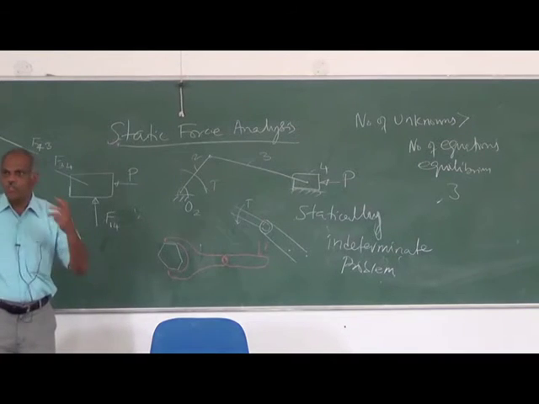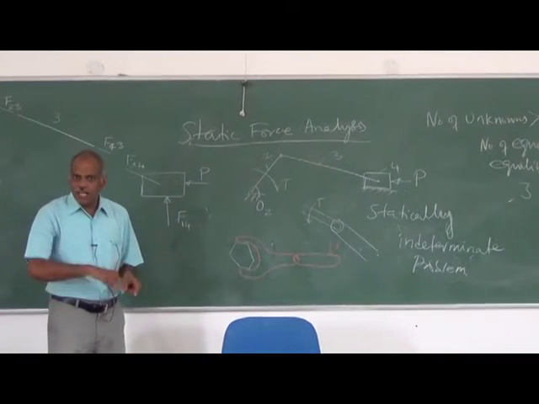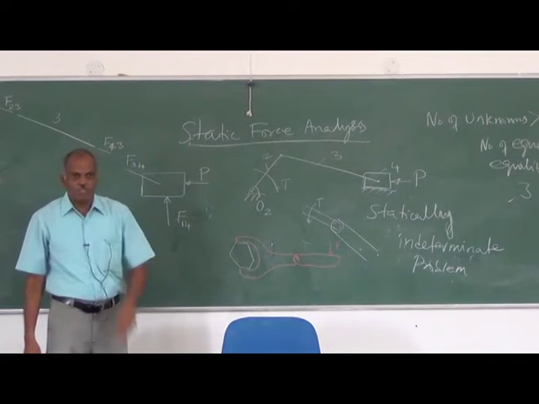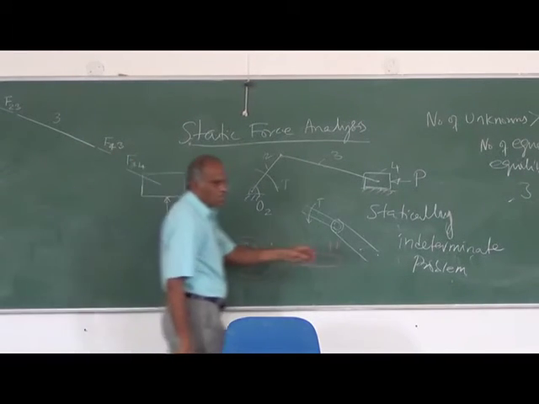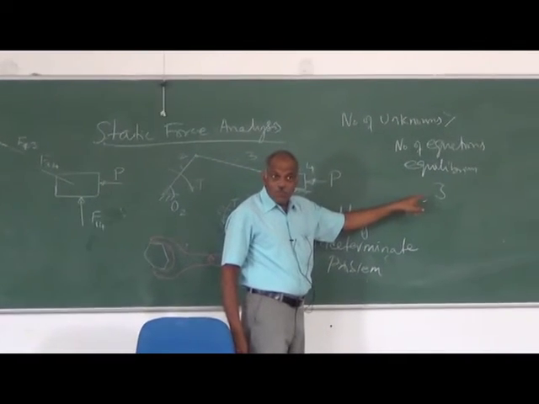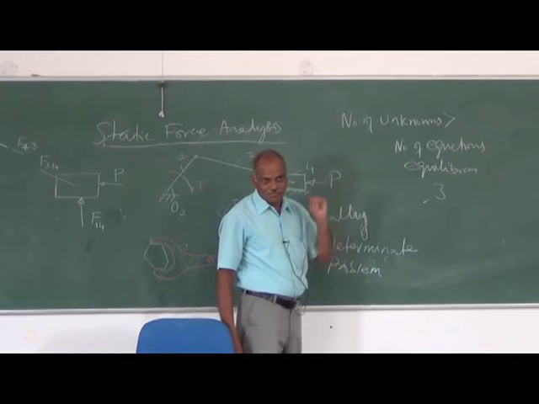The net moment should be 0, so you take a moment about the x-axis and y-axis. So you will have 2 additional equations. So the number of equations for a system of parallel forces in space is 3.